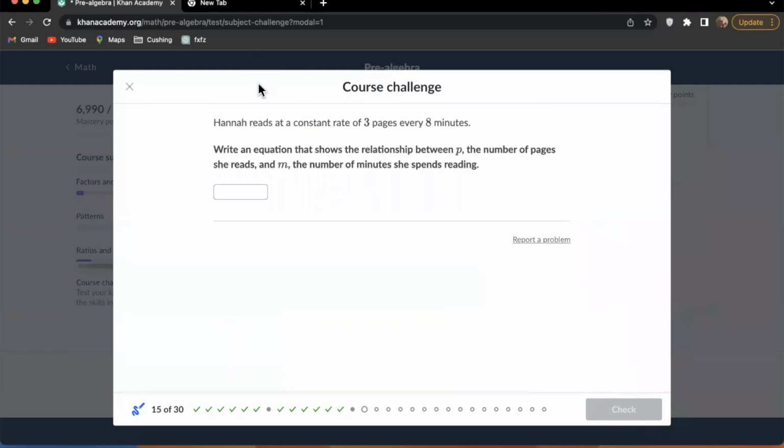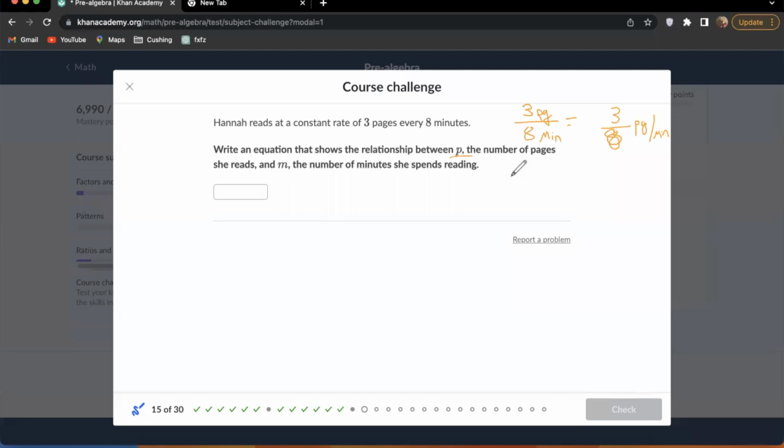All right, next question. Hannah reads at a constant rate of 3 pages every 8 minutes. Good for her. Write an equation that shows the relationship between P, the number of pages she reads, and M, the number of minutes. So how much does she read per minute? She reads 3 pages in 8 minutes. So this means she reads 3/8 of a page per minute.